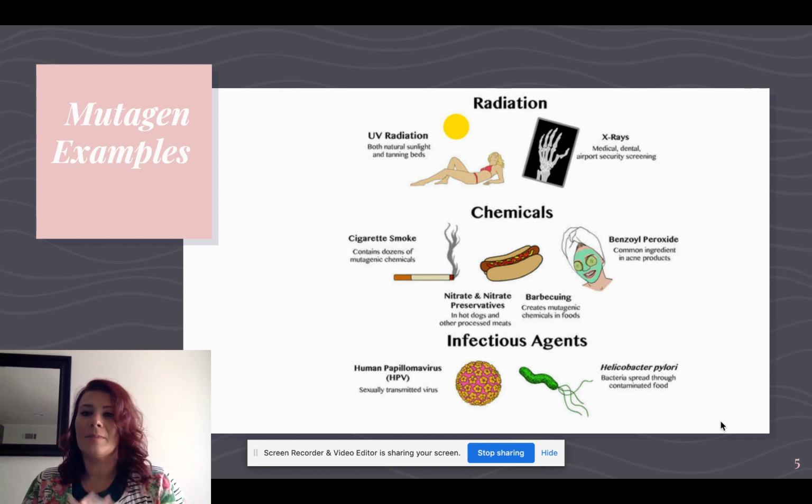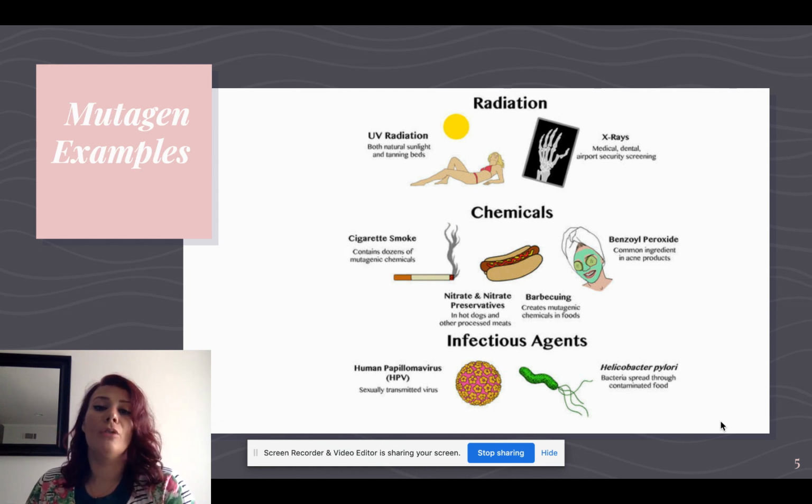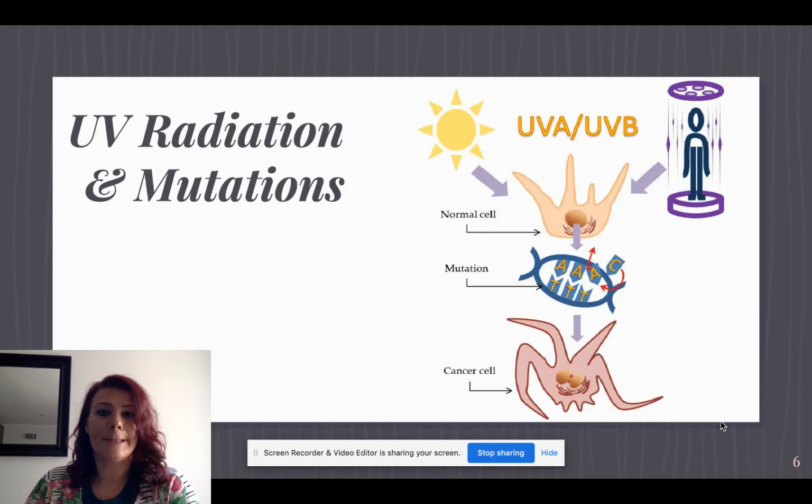All right, then you also have some chemicals that could be in various products, including makeup, chemicals in food, nitrates and preservatives, and they put hot dogs here, but it's in a bunch of stuff. Cigarette smoke is one. Bacteria spread through contaminated food, and HPV, which is a sexually transmitted virus as well. So these are things that are known mutagens that do cause mutations.